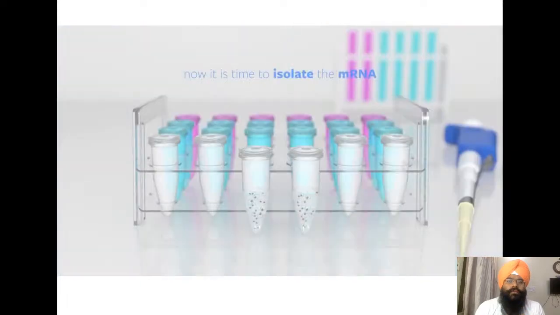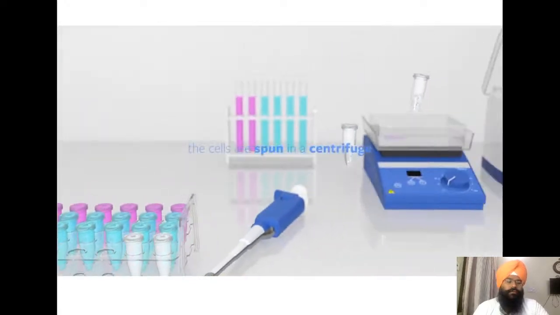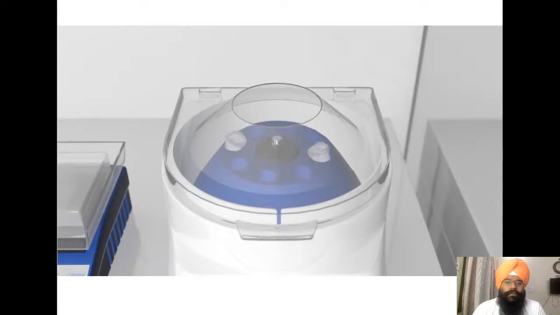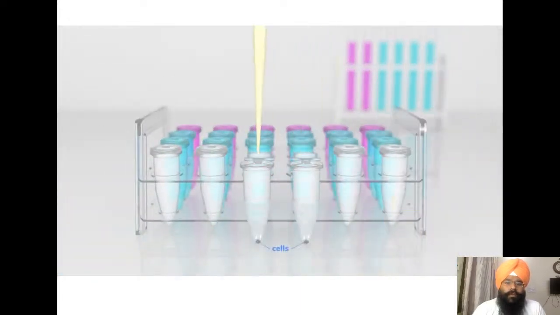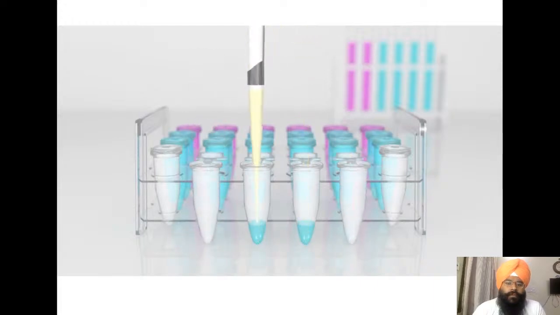Now it is time to isolate the mRNA from both populations of cells. The cells are spun in a centrifuge. Now that the cells have gathered in pellets, we remove the liquid, but not the cells. Next, it is time to extract the mRNA from the cells. When we add the extraction buffer, the mRNA is released into the solution. Next, we remove the RNA and place it in a fresh tube.